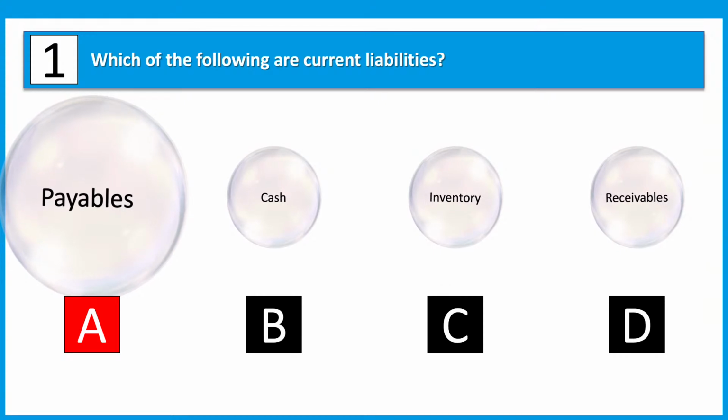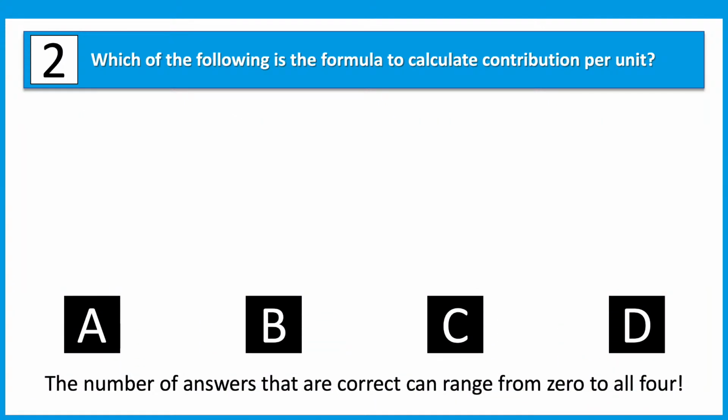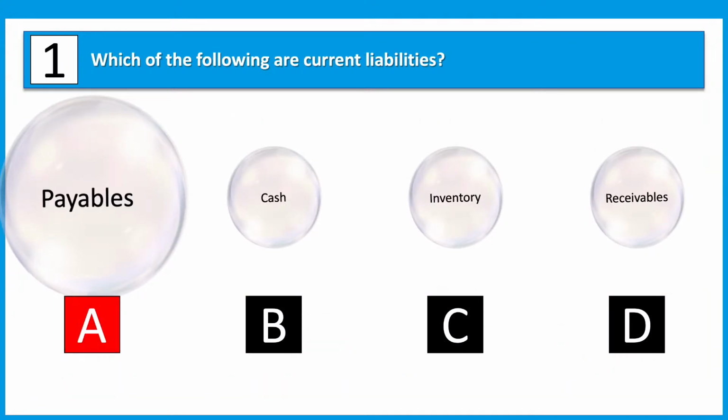I will slow down. So A is the current liability, and payables is the amount of money that is owed to suppliers by the business as they have been given trade credit by their suppliers. The rest are examples of current assets. Students often get receivables and payables muddled up, so be careful of that. Receivables is the amount of money owed to the business by customers. So let's take a look at the next question.